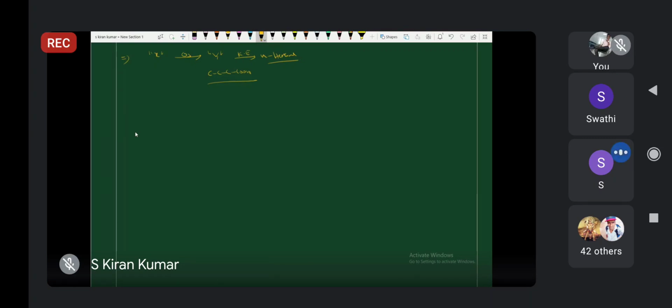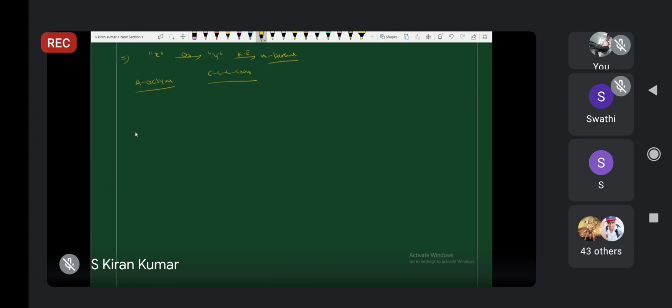4-octane. 4-octane only, on ozonolysis, gives only butanoic acid. 4-octane on ozonolysis gives butanoic acid. 4-octane is correct. Okay.